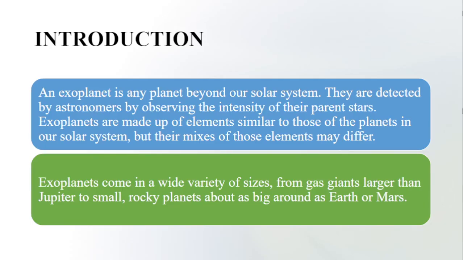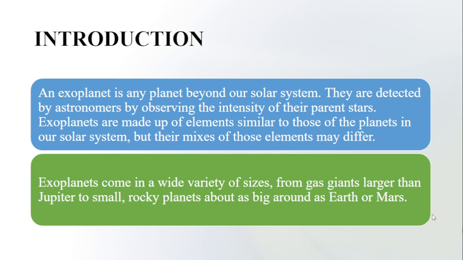So what do we mean by the term exoplanet? In simple terms, any planet that wanders outside our solar system can simply be considered as an exoplanet, and they are detected by astronomers by observing the intensity of their parent stars, where parent stars are the stars around which these exoplanets orbit. Exoplanets are made up of elements similar to those of the planets in our solar system, but their mixes of those elements may differ.